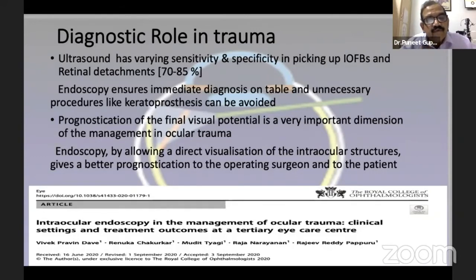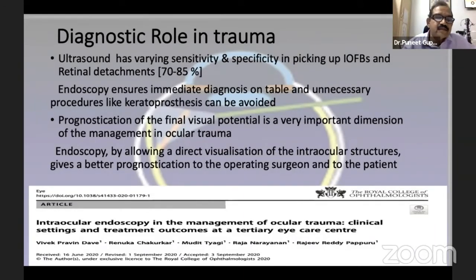Prognostication of final visual acuity is a very important dimension for the management in ocular trauma. Endoscopy, by allowing the direct visualization of the intraocular structures, gives a better prognostication to the operating surgeon as well as to the patient for counseling purposes.